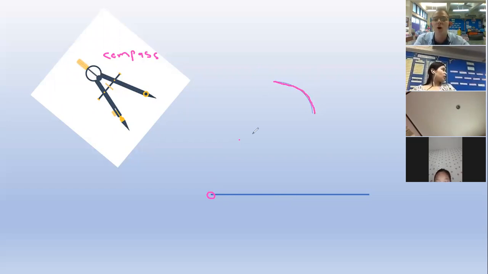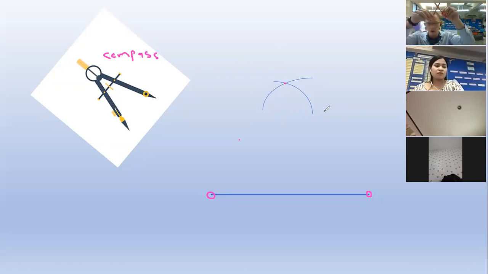Then you keep your compass the same and you go to the other side and you draw another arc. Make sure that the 2 lines cross in the middle. They have to cross somewhere because this cross is the tip of the triangle. This is the tip of our triangle, the apex of our triangle.